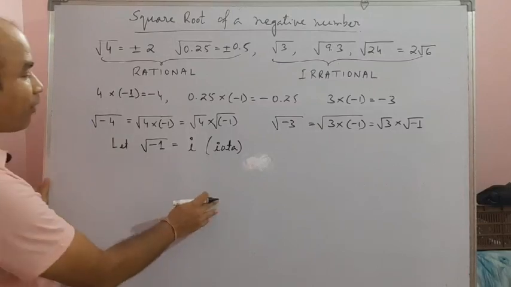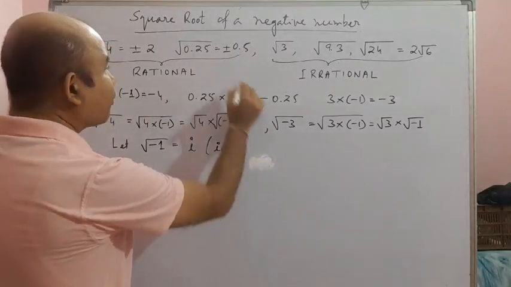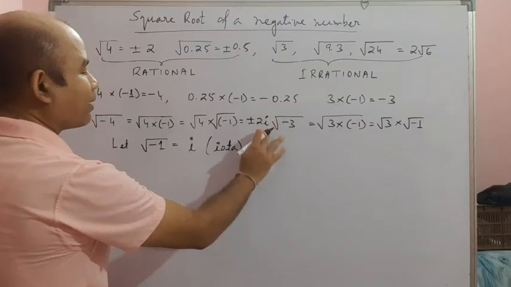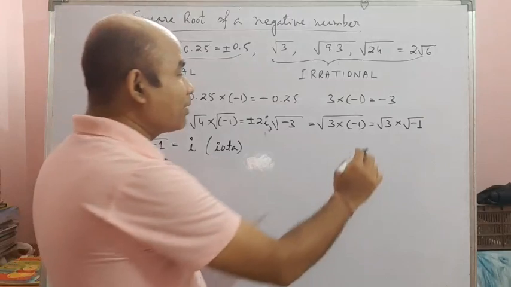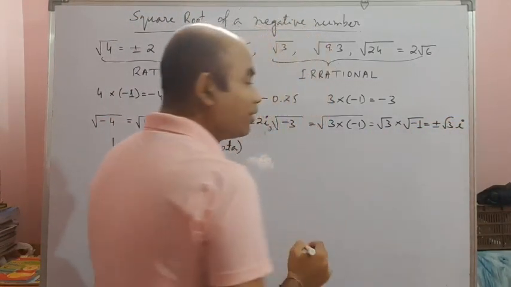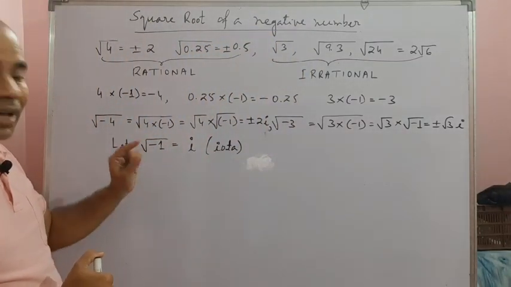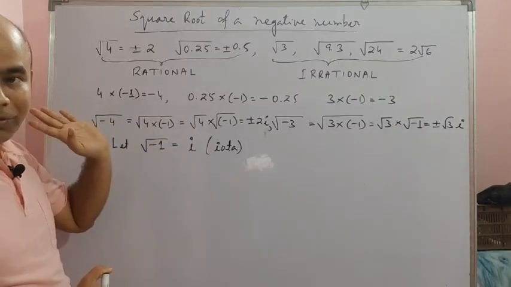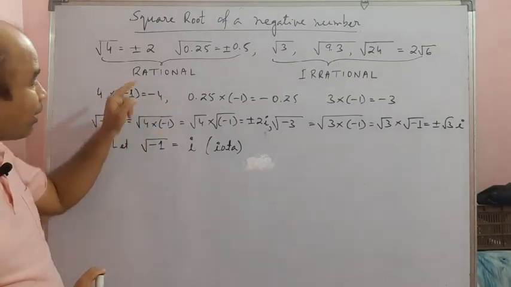You see, you can find out the square root of -4. Why? Because it will be nothing but square root of 4, which you already know is ±2, and square root of -1, it is 2i. Similarly, you can find out the square root of -3, it will be square root of 3 and square root of -1, which is i. So now the problem of calculating the square root of any negative number is solved. It is nothing but square root of a positive number into square root of -1, because every negative number is nothing but a positive number into -1.